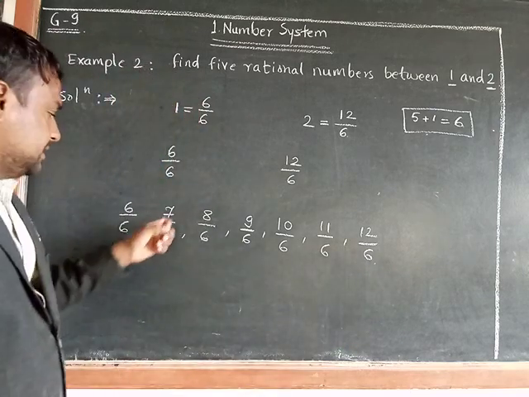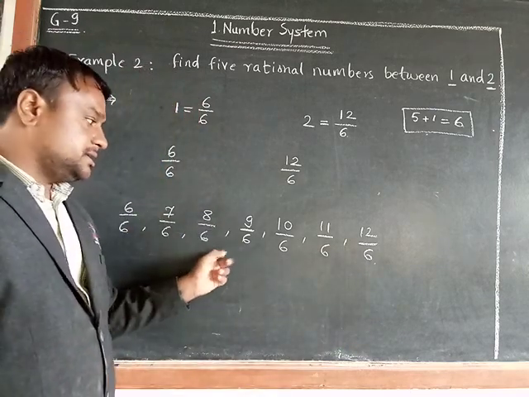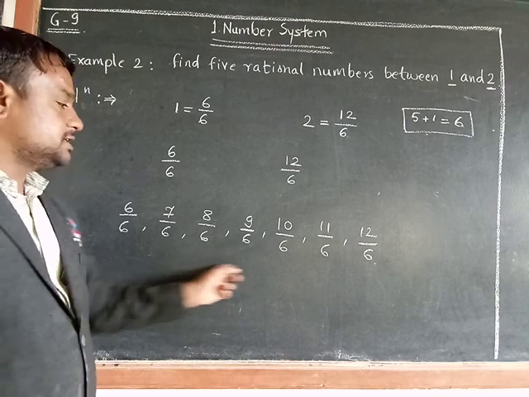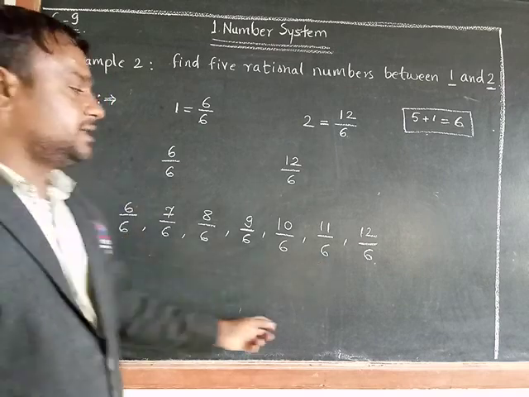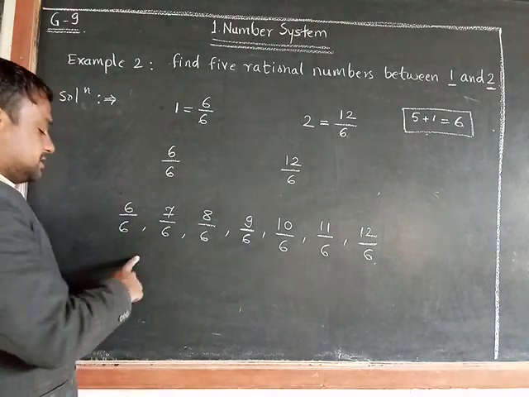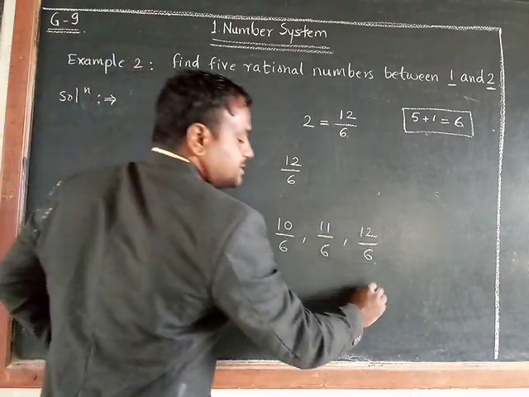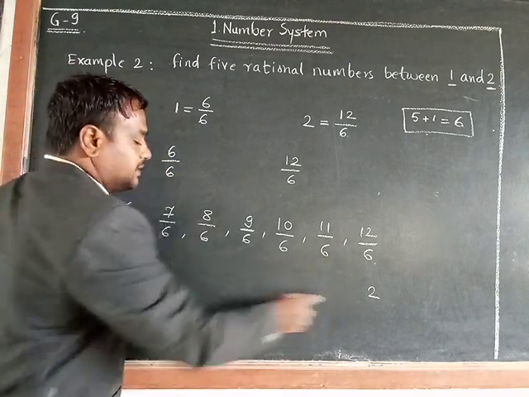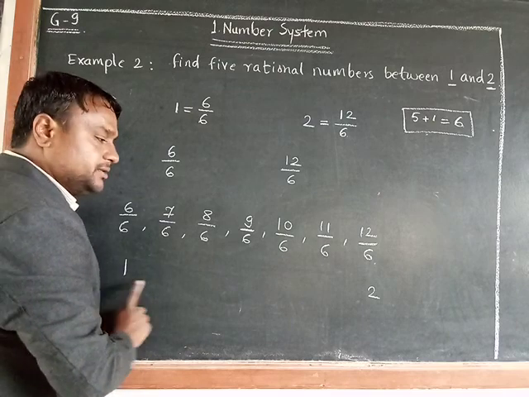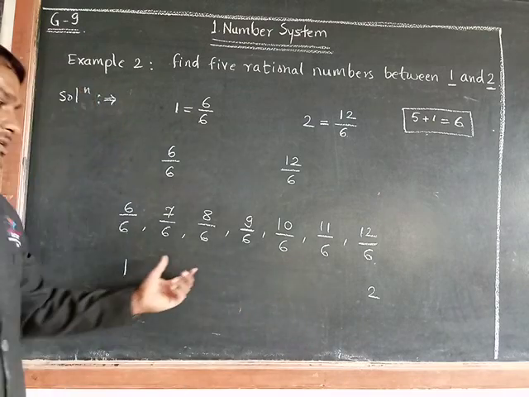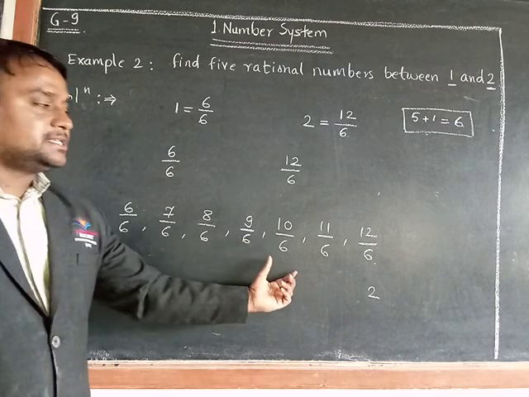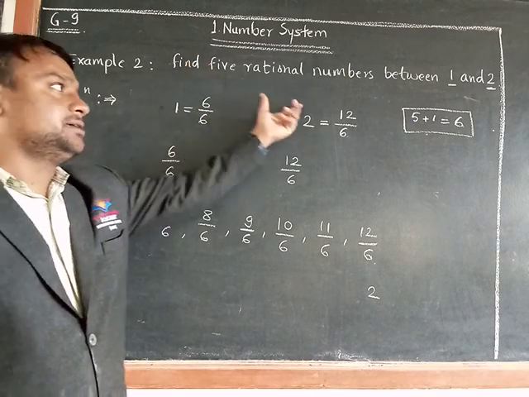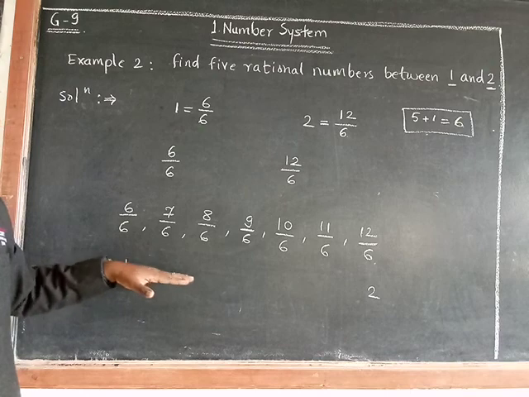So here you can see that 7 upon 6, 8 upon 6, 9 upon 6, 10 upon 6 and 11 upon 6 are also numbers between 6 upon 6 and 12 upon 6. But 6 upon 6 means our 1 and 12 upon 6 means our 2. So these all numbers are between these two numbers, 1 and 2. By this second method we can easily find out the 5 rational numbers between 1 and 2.